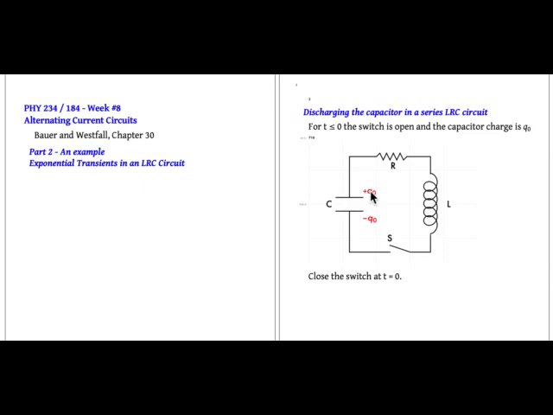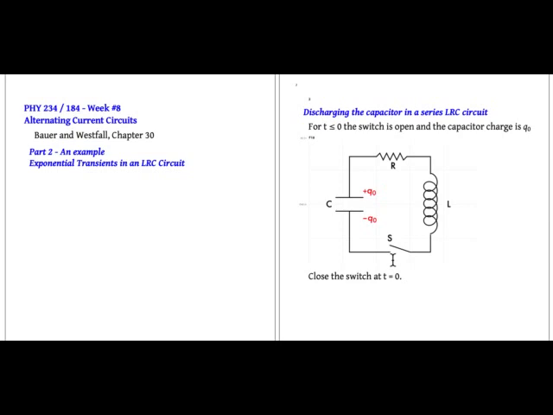So we have here an LRC circuit with a switch. And we'll say that for t less than or equal to 0, the switch is open and the capacitor is charged. It has charge plus Q0 on one plate, minus Q0 on the other plate. Then close the switch at time 0.